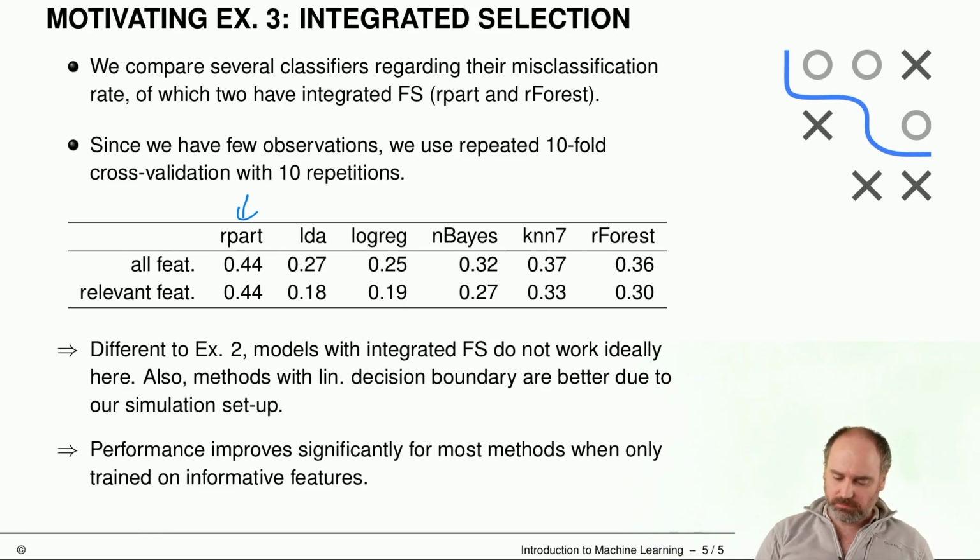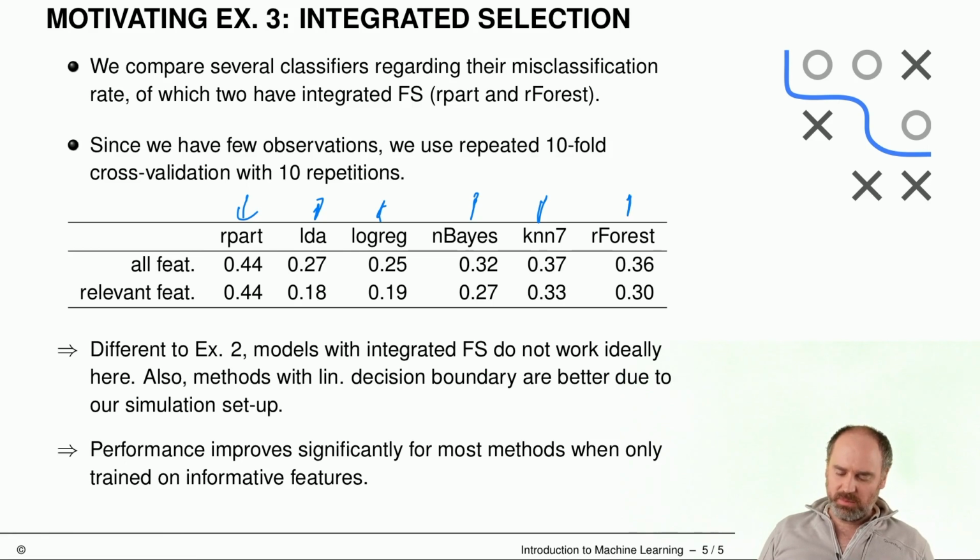There's LDA for linear discriminant analysis. There's logistic regression. Both of these I'm running in the unregularized version. There's the naive Bayes algorithm. There's KNN with 7, and the 7 just means K equals 7, so we're using 7 neighbors. And then there's the random forest.